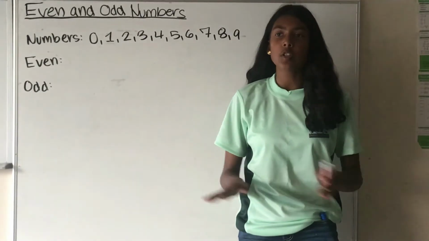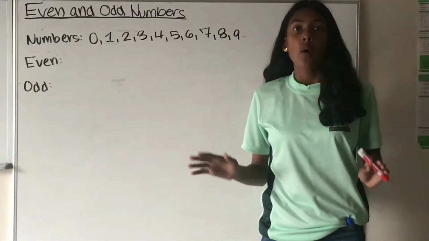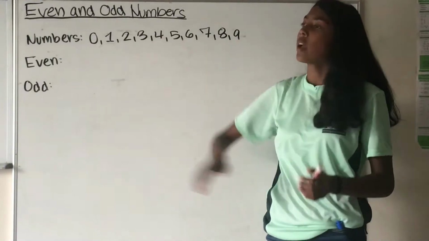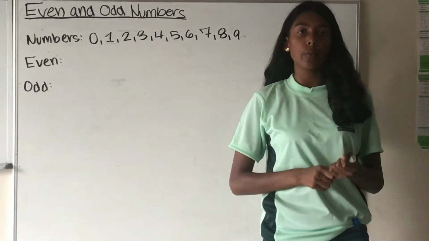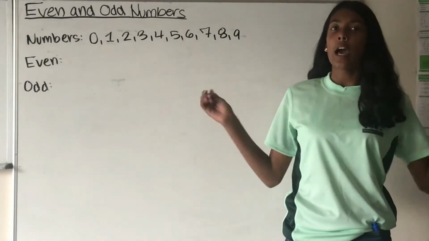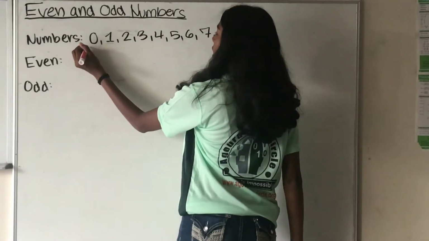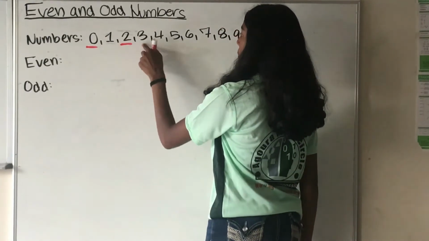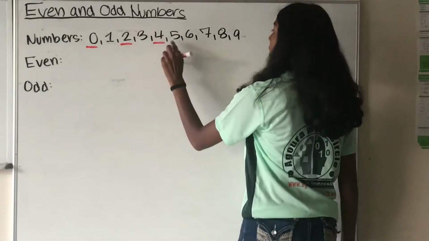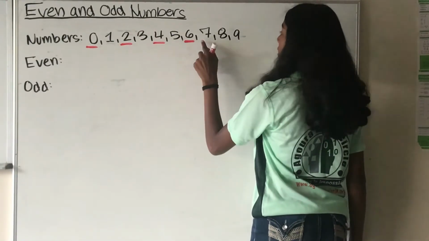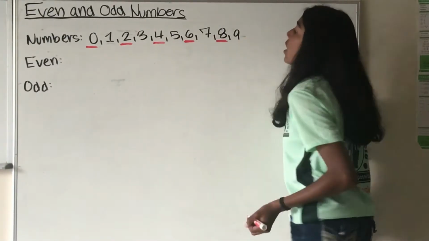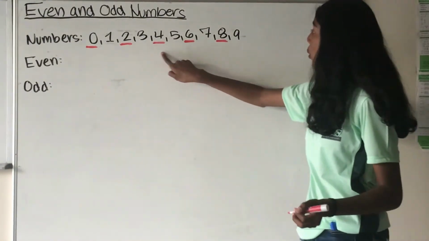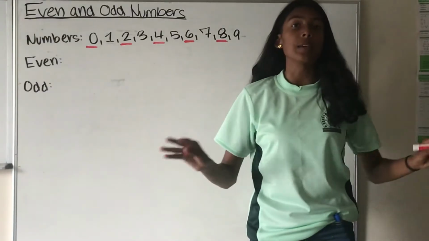The even numbers are all the numbers that come when we skip count by 2 starting at 0. So I'm going to mark all the even numbers with red. Count with me if you want. We're going to start at 0, skip 1. Then we get 2. Skip 3, we get 4. Skip 5, we get 6. Skip 7, we get 8. So any number that ends with 0, 2, 4, 6, or 8 is going to be even.